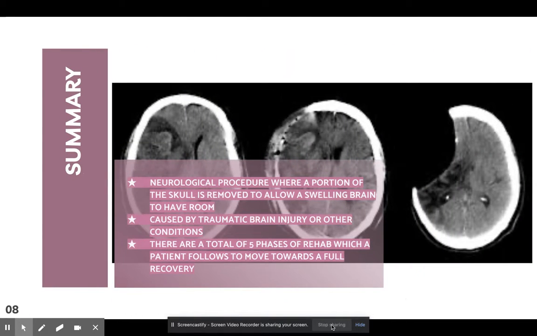Summary. A craniectomy is a neurosurgical procedure where a portion of the skull is removed to allow a swelling brain to have room. A person needs a craniectomy due to traumatic brain injury or other conditions. There is a total of 5 phases of rehab that the patient follows to move towards a full recovery.